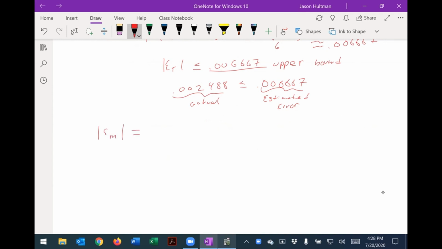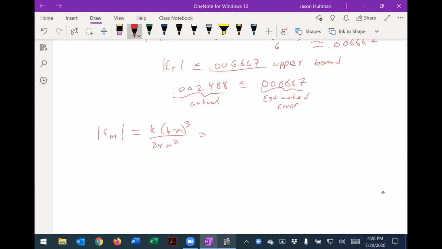The midpoint was, what was the midpoint formula here? It was k times, okay, (b minus a) cubed all over 24 this time, 24n squared. Well, k is going to be the exact same thing that we got before. Basically all I'm going to do is cut the estimated error in half, but we'll get there.